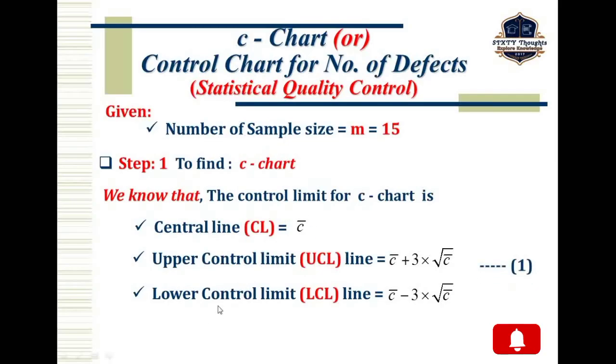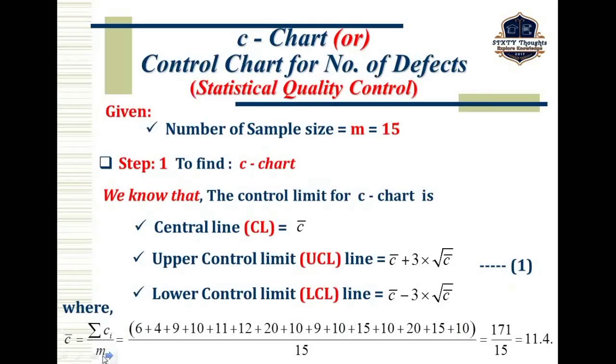Here, to find C bar, we know that C bar equals the sum of Ci by m. What is the meaning of Ci? Ci is the number of defect values. So we add all the defect values, that is the sum of Ci. Adding all 15 values, we get 171, divided by m value 15. Therefore, we get 171 by 15. If you simplify this expression, we get 11.4.